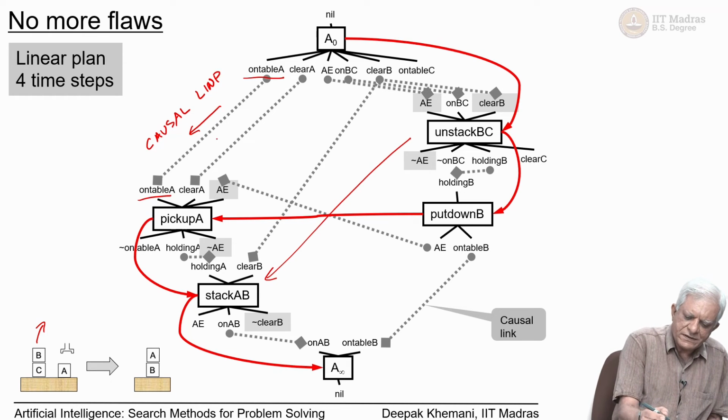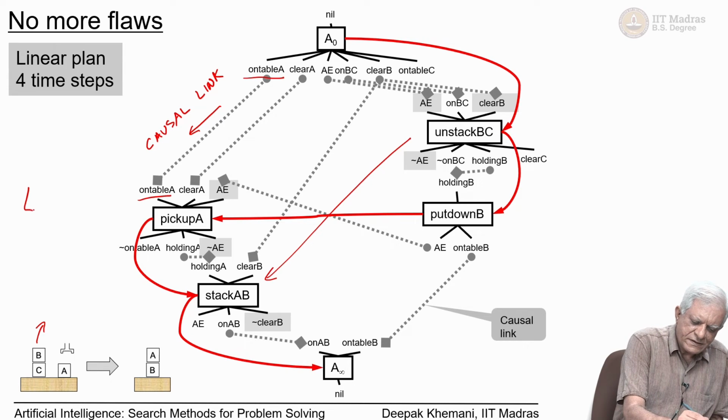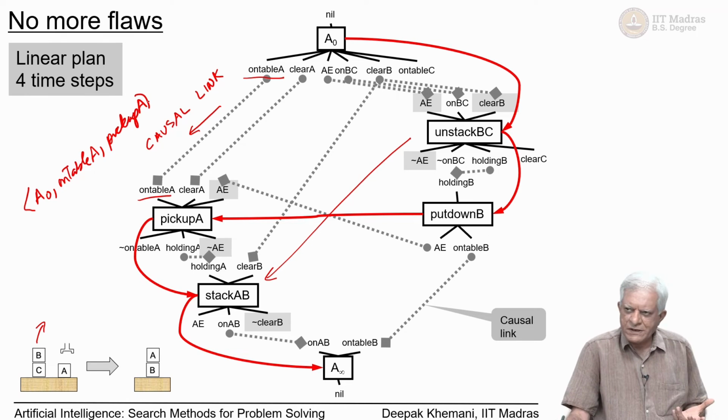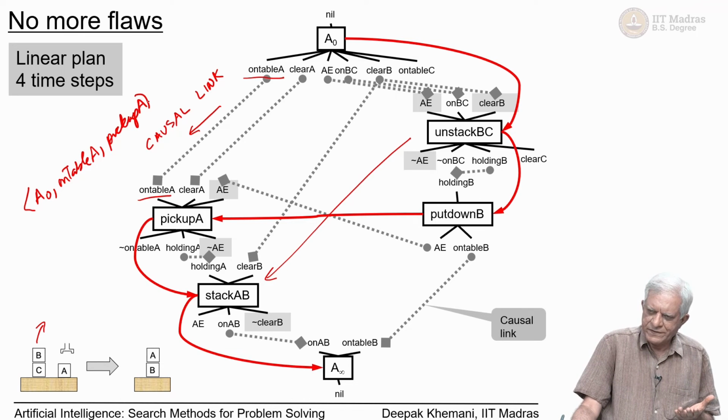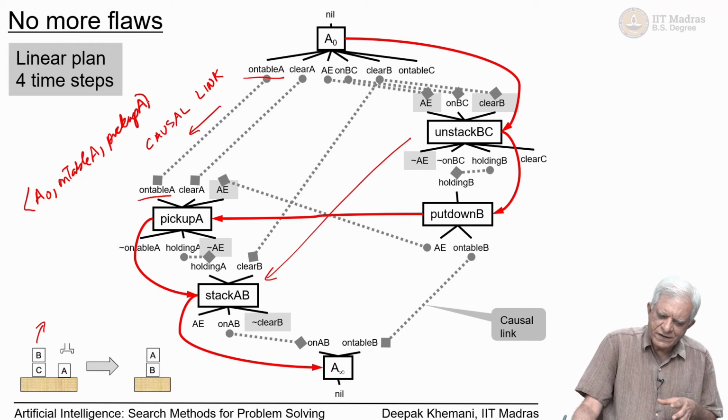If we were to write it in our notation, we would write it as A0, then on table A, and then pickup A. A0 is producing on table A and pickup A is consuming on table A. So, those gray arrows or gray edges are basically causal links. The circle is the starting point of the link and the square is the ending point of the link.